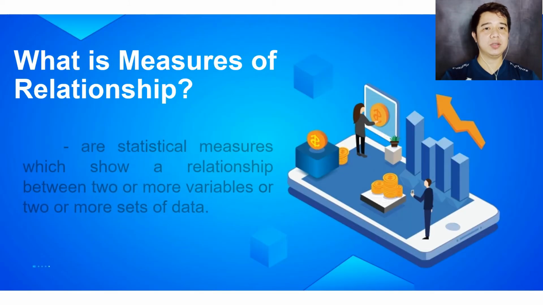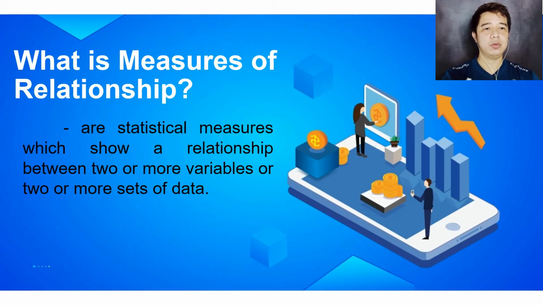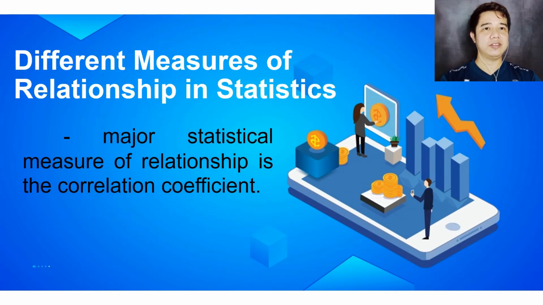Measures of relationship are statistical measures which show a relationship between two or more variables or two or more sets of data. For example, generally there is a high relationship or correlation between parents' education and academic achievement. On the other hand, there is generally no relationship or correlation between a person's height and academic achievement. The major statistical measure of relationship is the correlation coefficient.